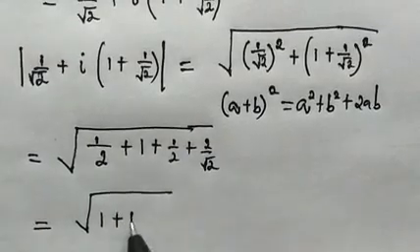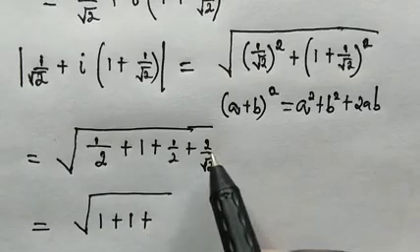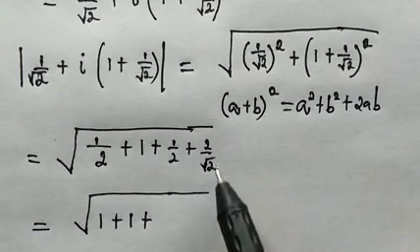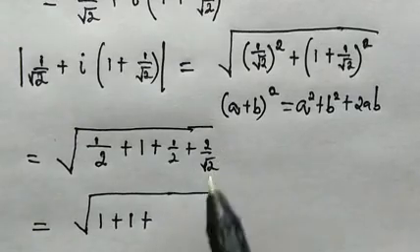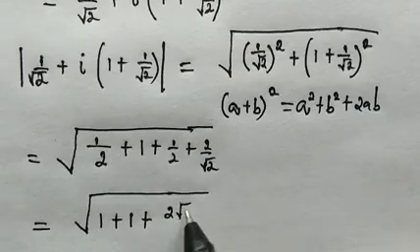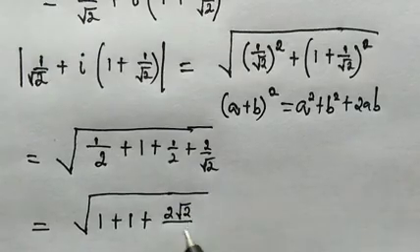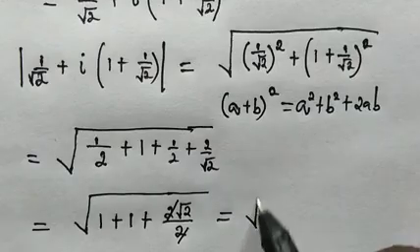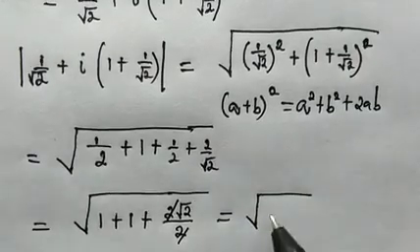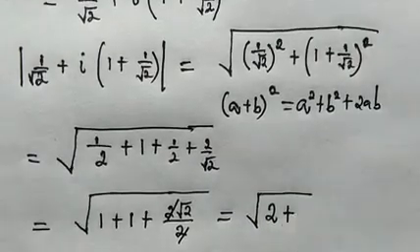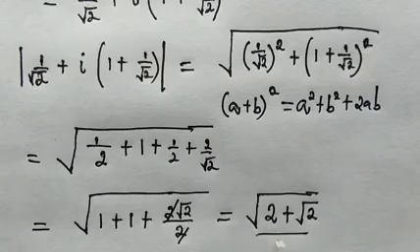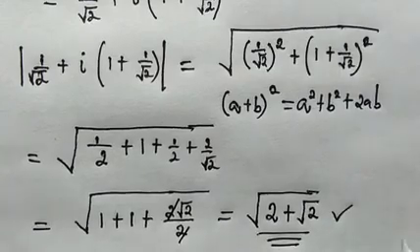Plus, here we have 1, plus, now we need to rationalize by multiplying numerator and denominator by the square root of 2. So 2 times square root of 2 gives us 2 root 2, divided by root 2 times root 2, which is the same as root 2 squared, which is 2. So we cancel this from here. The square root of 1 plus 1 is 2, plus we have the square root of 2. Amazing. Wow. So this is the correct answer.